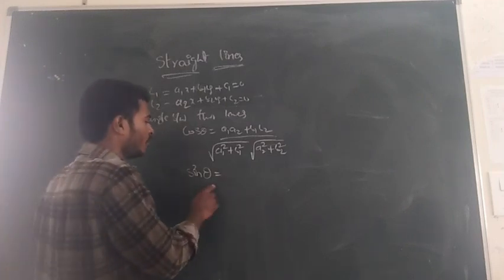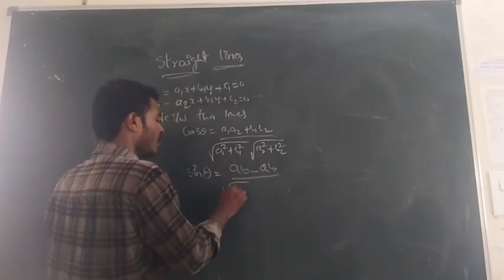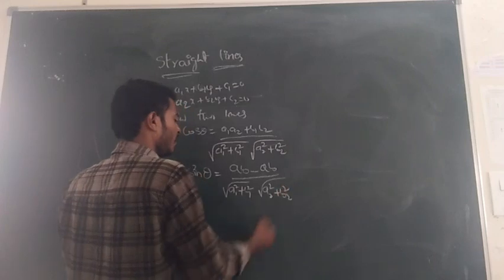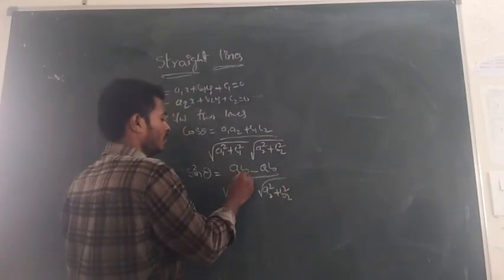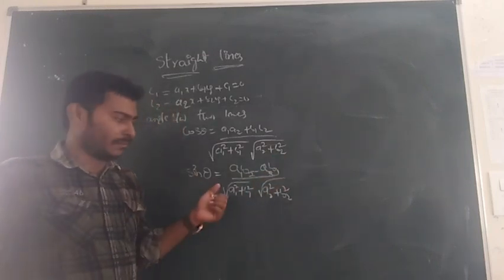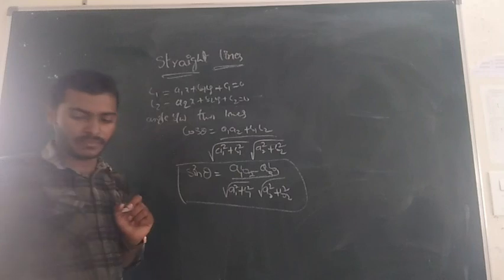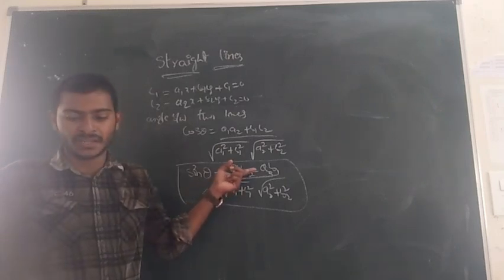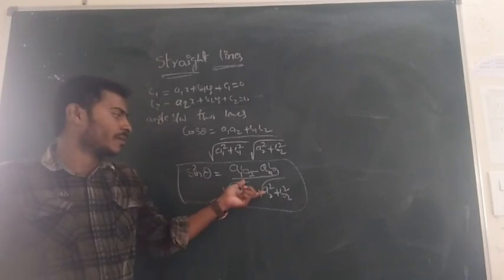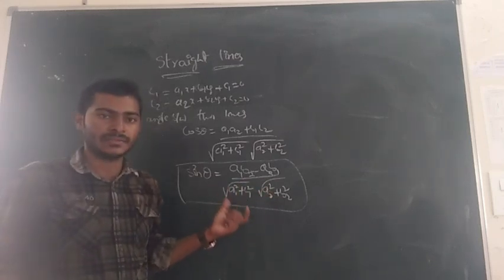Now sin theta is equal to A1 B2 minus A2 B1 by square root of A1 square plus B1 square, under root of A2 square plus B2 square. This is the formula to find the angle using sin theta.